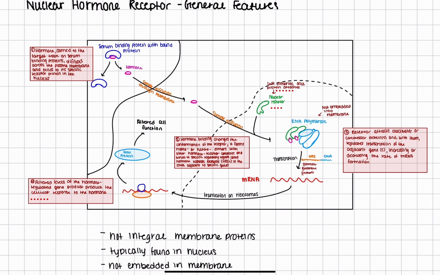So once the transcription factors go ahead and synthesize the mRNA, it is going to go through translation on the ribosome. So this is what will occur. Altered levels of the hormone regulated gene product produce the cellular response to the hormone. So now it's going to form a new protein, and it's going to cause whatever altered cell function that the hormone stimulates or inhibits.